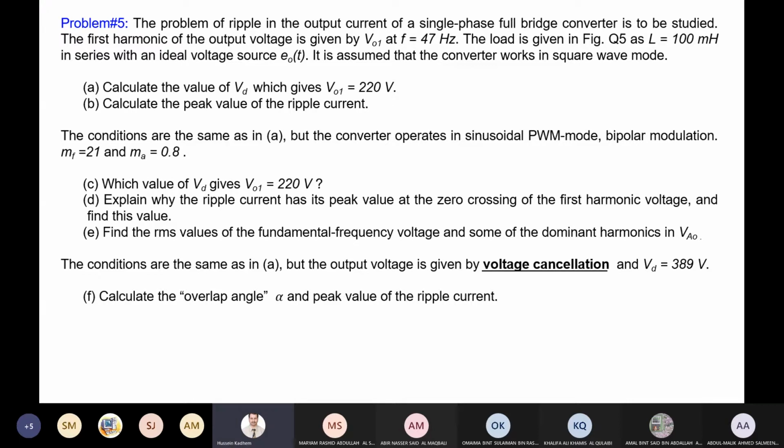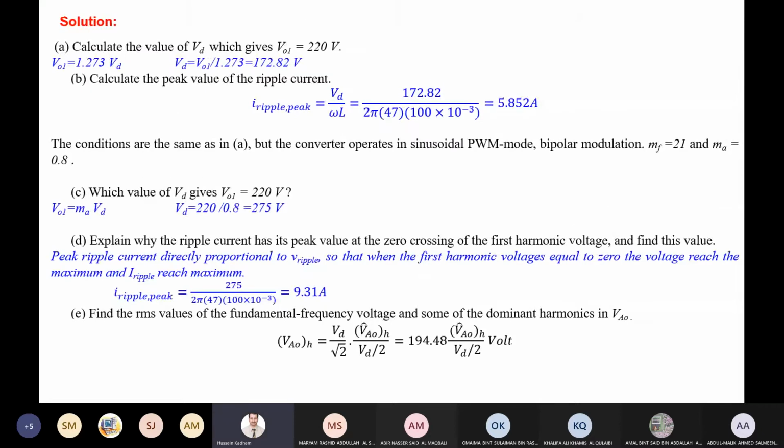But he told me that VD changed now to become 389. What do you want me to do? Just a minute. Calculate the overlap angle alpha and the peak value of the ripple current. Okay. Now let's take them one by one.